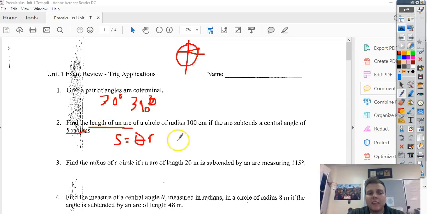And I want to find S, so I leave S as S, is equal to theta, which they tell me is 5, times the radius, which they tell me is 100. So 5 times 100 is 500. So S is equal to 500 centimeters. Okay, there I go. That's your arc length. Alright, let's try problem number 3.